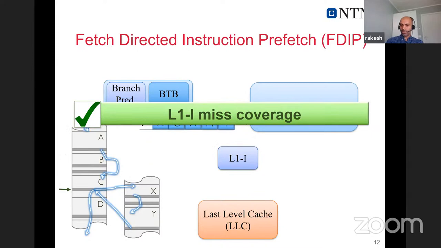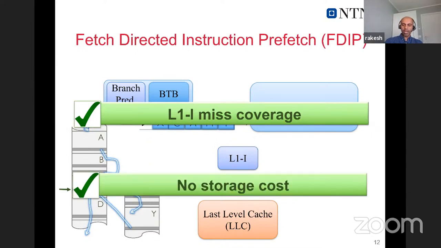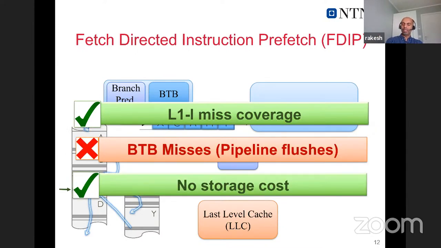It gives good L1I miss coverage. There is no storage overhead, but BTP misses will kill the performance. Now in the example I just took, I assumed all of the branches hit in the BTP. But what happens if they don't hit? There are two things that happen.